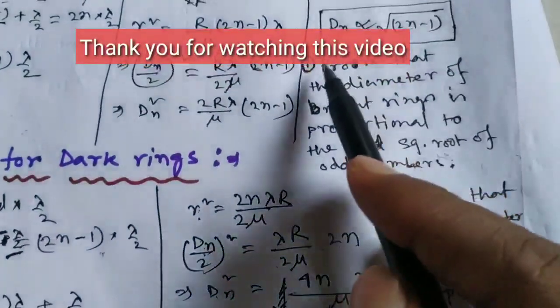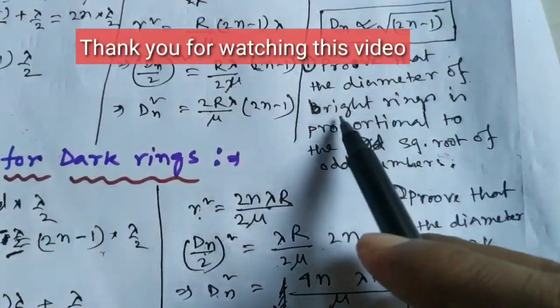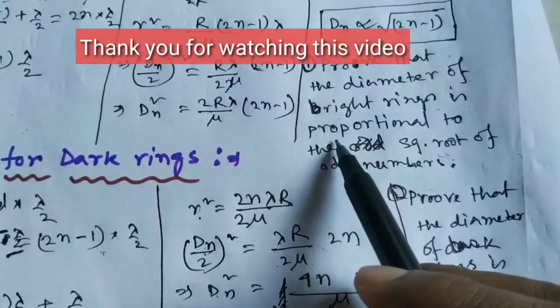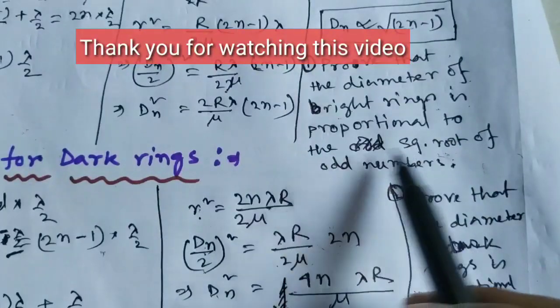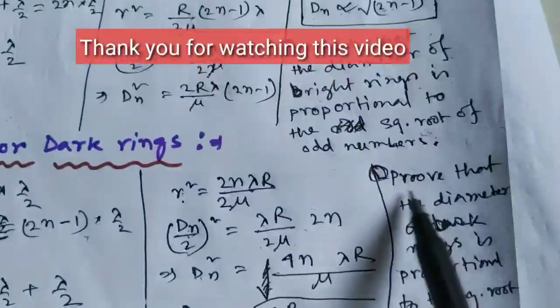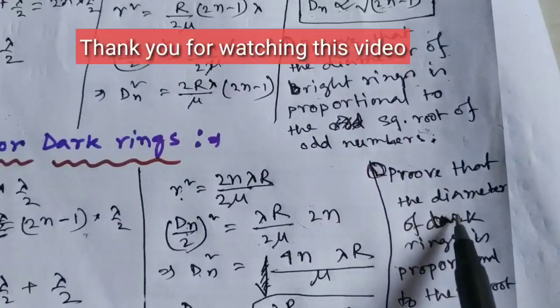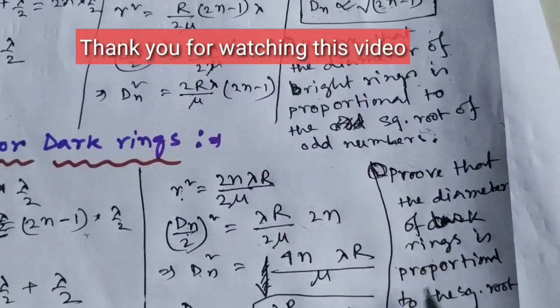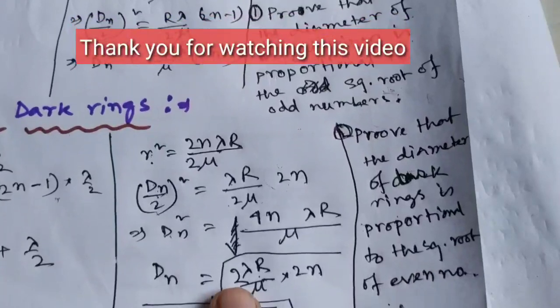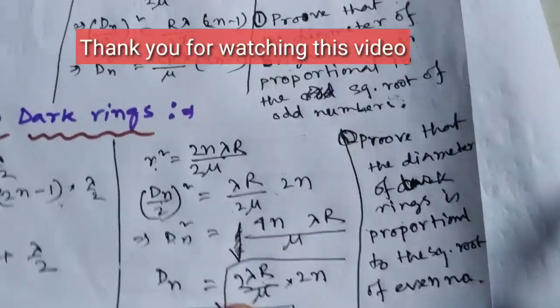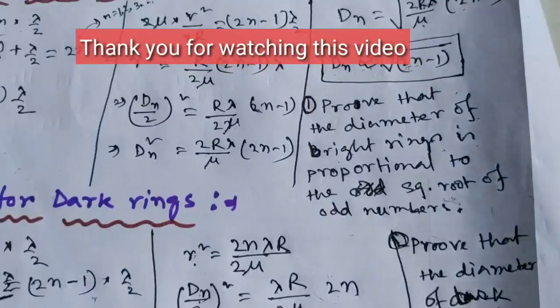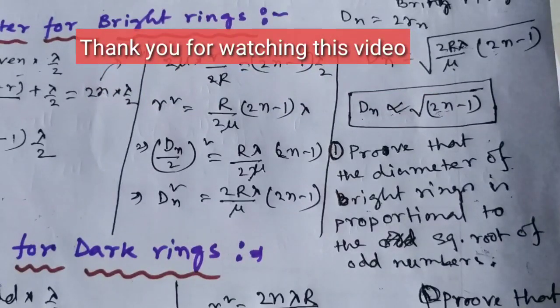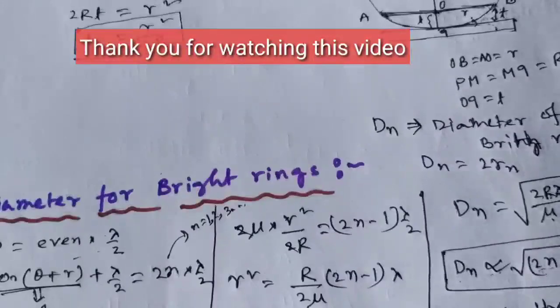So now, first question: prove that the diameter of bright rings is proportional to the square root of odd numbers, and then prove that the diameter of dark rings is proportional to the square root of even numbers. So you get these two important questions in your exam, so prepare for these questions.